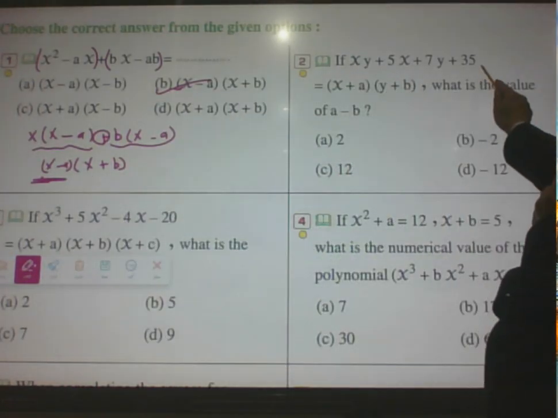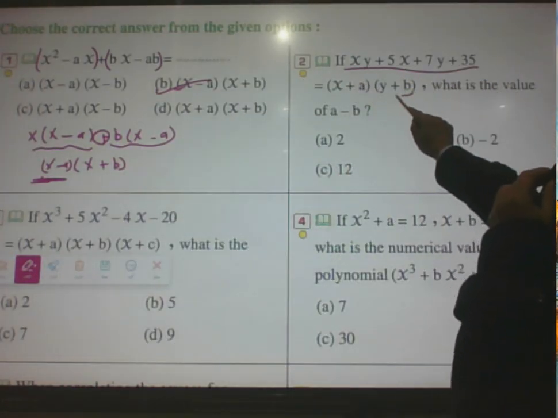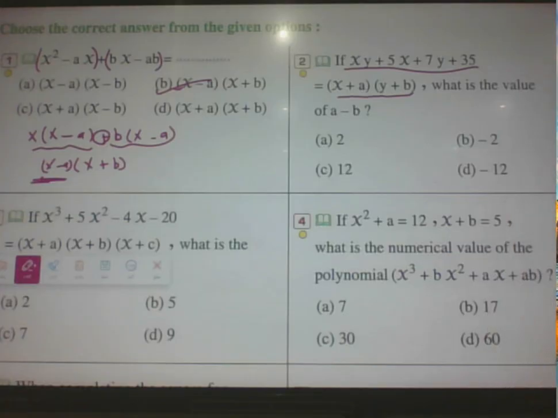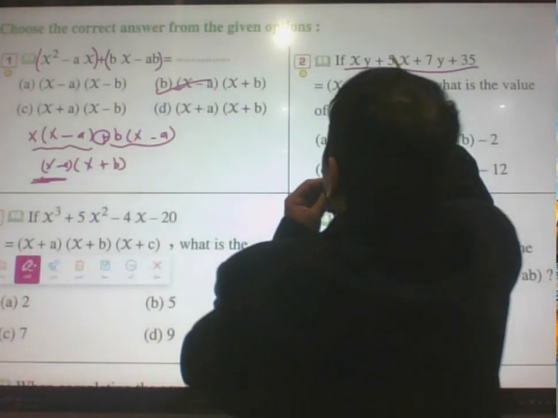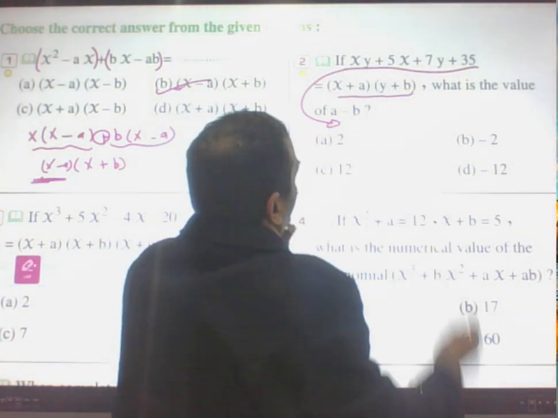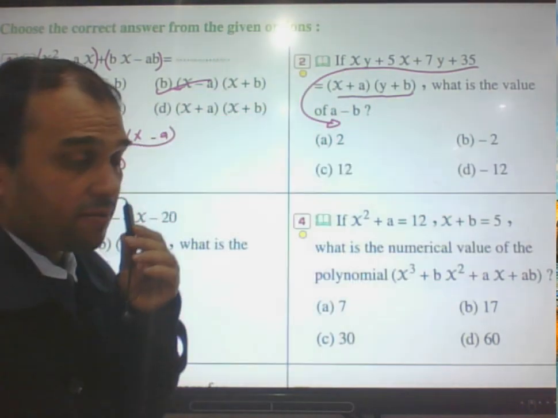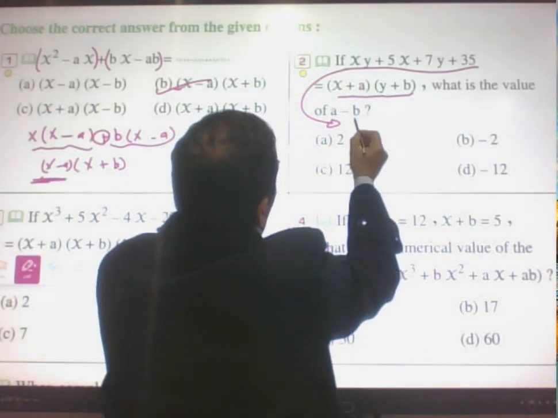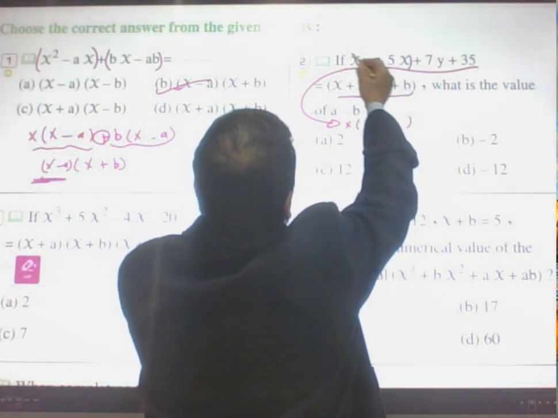Next question. We have an expression equal to the product of two brackets. What is the value of a minus b? We can solve this by first factorizing the expression. Okay, I will factorize this expression here. Okay my students, we can write x as the highest common factor between two terms. I will divide it like this.